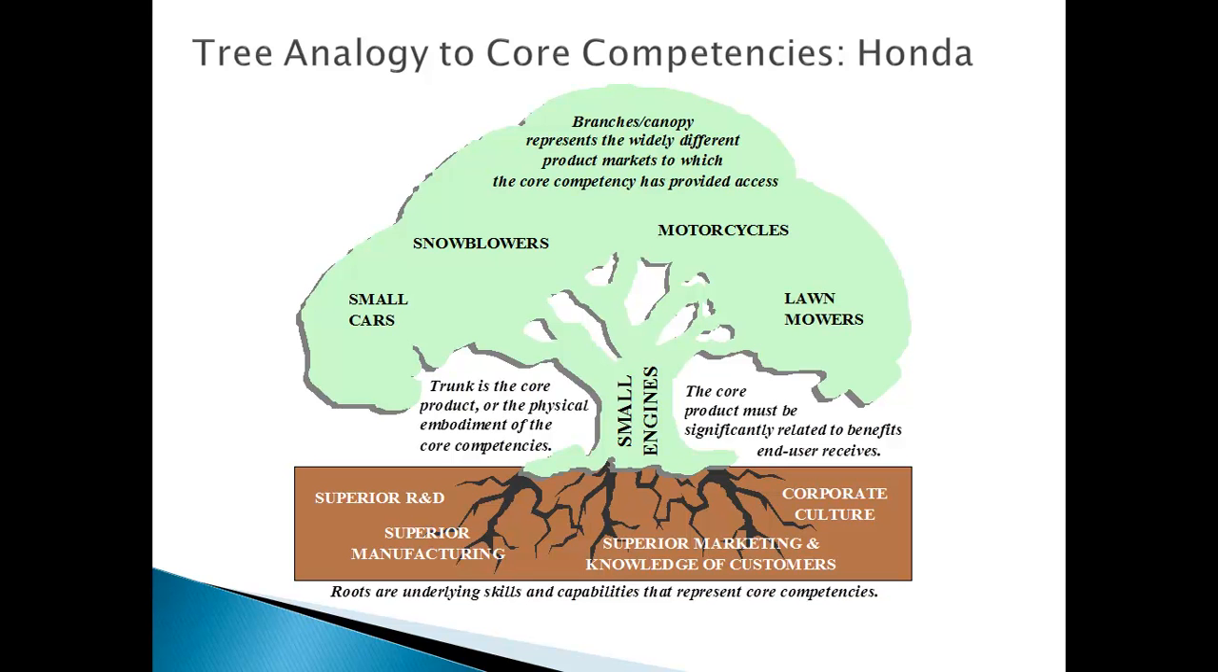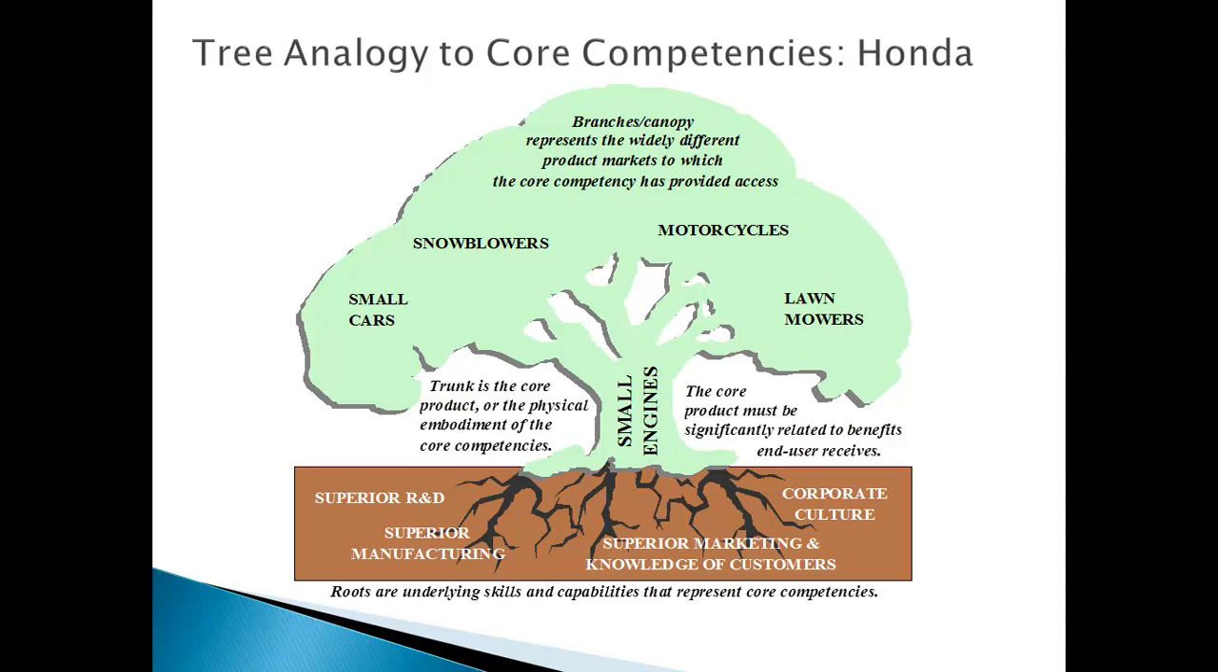If we look at the canopy, the branches of the tree, each of these branches of the tree reflects very different product markets. And what that means is there are different distribution channels for cars compared to snowblowers, compared to motorcycles. There are different industry competitors, and there are different customer buying decisions. And so the more branches that a company has on its metaphorical tree in terms of its product markets, essentially that meets this third criteria, that whatever the company is saying it excels in somehow is able to allow its canopy to grow into these new product market domains.